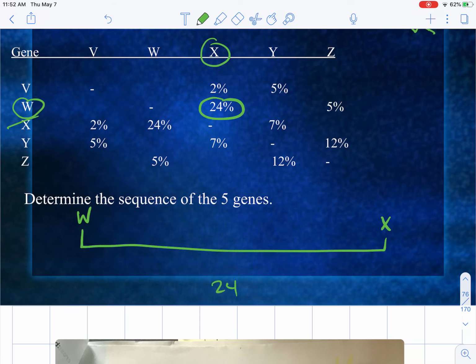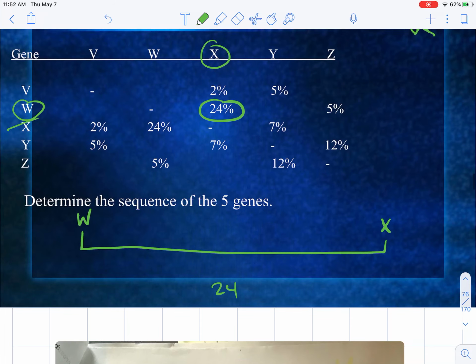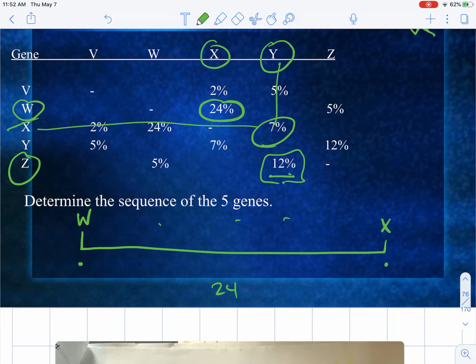So I see W on this side, so I just randomly pick W on this side, X on this side. And I know they're 24 apart. And then looking at this one, I'm going to notice that my next biggest number, Y and Z, are both ones that are floating in the middle somewhere. So we can't really use that second biggest number in this case because we can't see where it sits next to the X and the W.